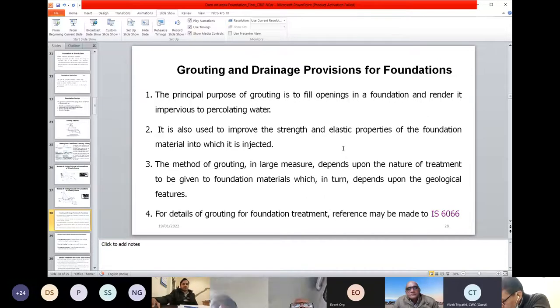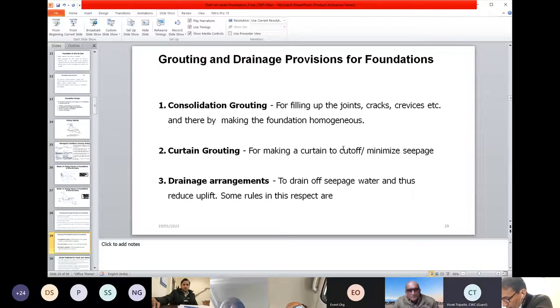So grouting increases the strength properties of the rock. Grouting is done to consolidate the rock mass, called consolidation grouting, and we provide the drainage to reduce the uplift to increase the normal stress. Ultimately, our aim is to enhance the shear strength of the foundation. So these are measures, consolidation grouting.